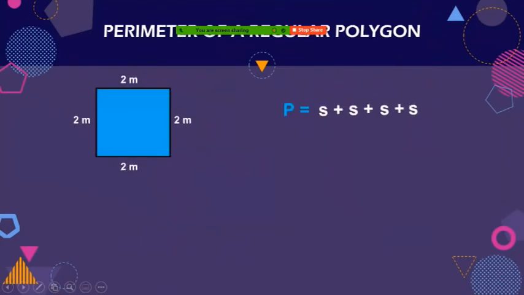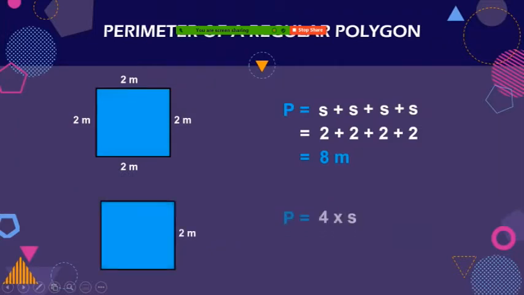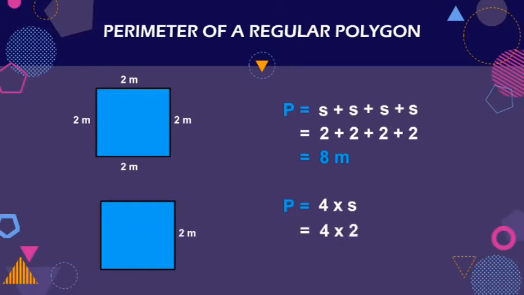So this is how we find the perimeter of a square. Again, we can add them all up. Side plus side plus side plus side. So 2 plus 2 plus 2 plus 2. That is equal to 8 meters. Or we can also multiply it, okay? Count the number of sides and multiply it by the measurement of each side, which is 2. So 4 times 2, equal to 8 also. 8 meters, okay?